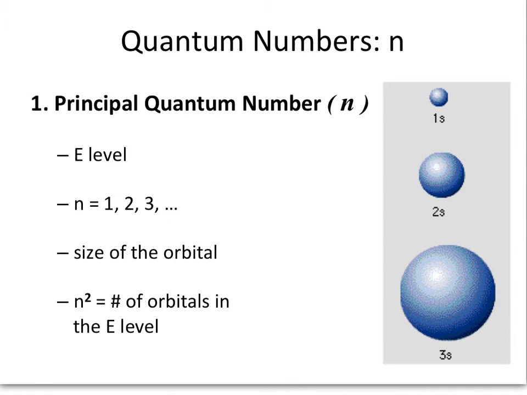And we see this trend here. The 1s orbital is closer to the nucleus. There's less in between it and the nucleus, so it's going to be smaller than the 2s, which is going to be smaller than the 3s, etc. This number also corresponds to the period numbers associated with each row on the periodic table. So n equals 1 is your first row, n equals 2 is the second row, 3 the third row, etc.